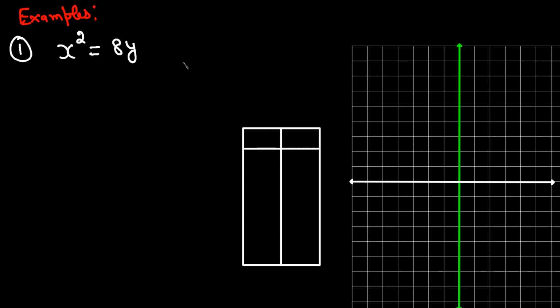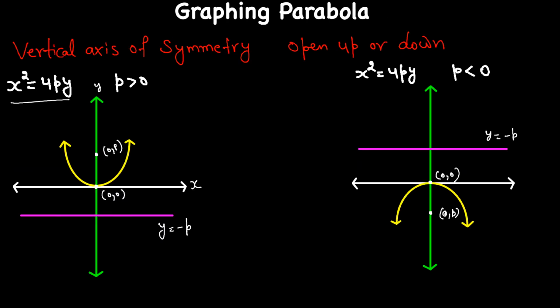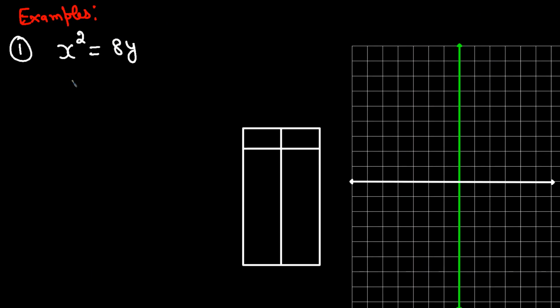The first example is x squared is equal to 8y. In this case, first of all, we're going to compare it with our standard form. Let's go back again. It looks like it matches this one, x squared is equal to 4py. So I'm going to compare this equation with x squared is equal to 4py. This tells me that 4p is equal to 8. So 4p is equal to 8.